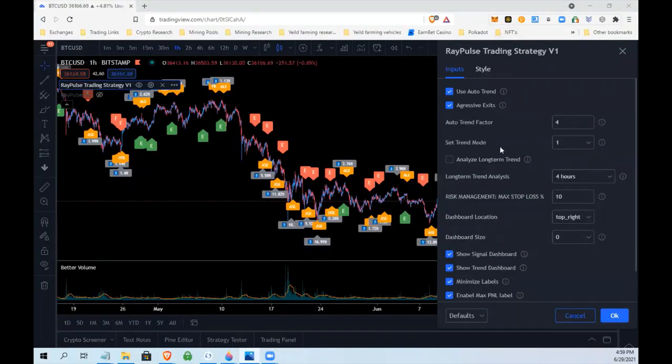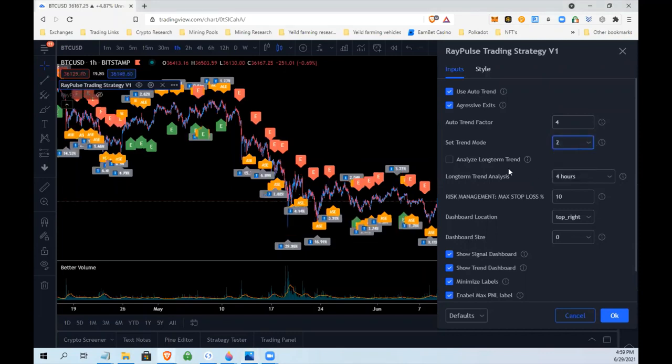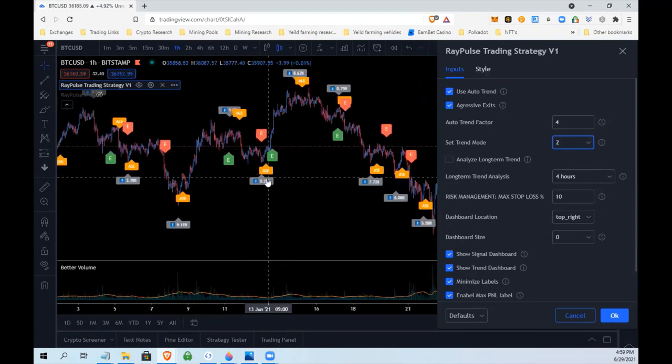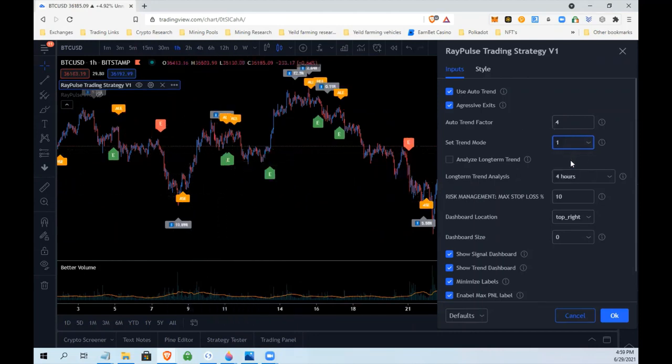So I'm going to gloss over the trend mode only because our suggestion is to keep this on 1. The entire strategy is based on 1. However, 2 does give you different criteria for an entry. I guess you could back test 2 if you'd like to on different assets and determine if 2 is better than 1 for you. But currently we use trend mode 1. Trend mode 1 is the tested strategy. Trend mode 1 is the default for the indicator, and for right now we would definitely suggest leaving this on trend mode 1.